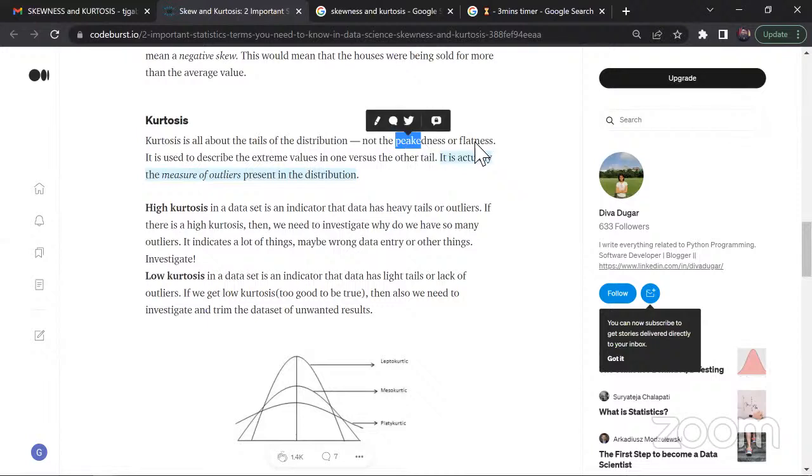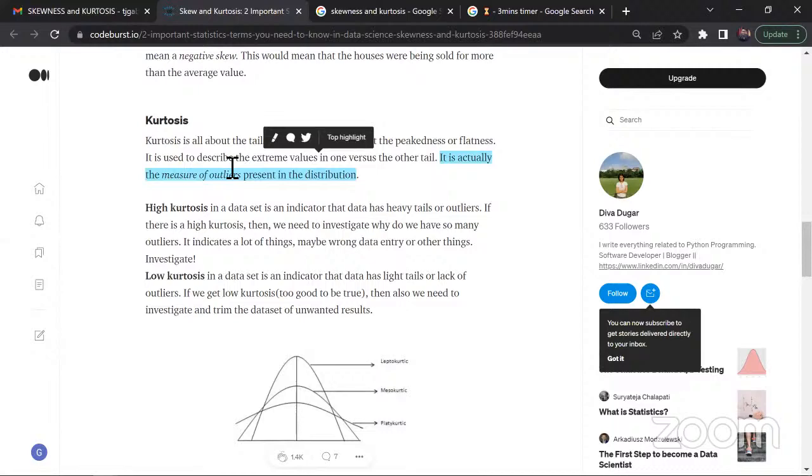It is not the peakiness or the flatness. It is actually the measure of outliers present in the data. Behind this particular kurtosis, there is a mathematical calculation. So I'm not going to get into the mathematical calculation of kurtosis, but now I'm just going to open up one Jupyter notebook just to make you understand how exactly this kurtosis will work.